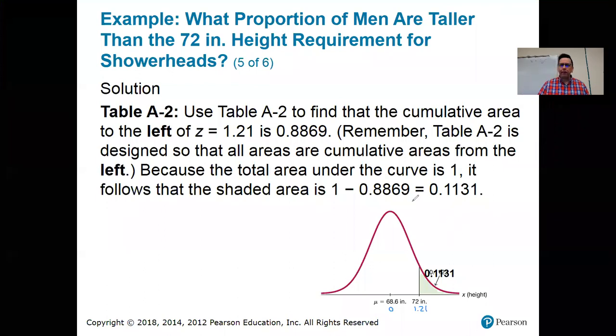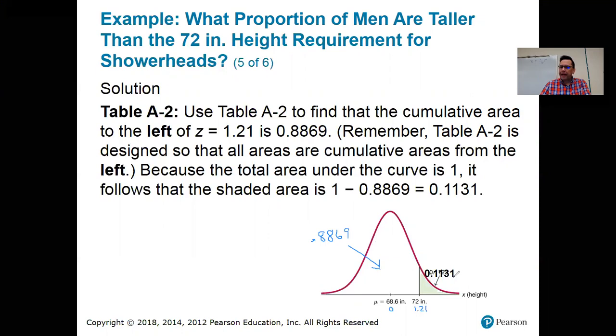Now that we have this picture, let me just direct your attention to the 0 and the 1.21. We don't really need these other values anymore. Use the table to find that the cumulative area to the left of that z-score is 0.8869. I'm going to assume at this point that you know how to find that in the table. So that's this area over here, 0.8869. And because we're looking for an area to the right, that's why I have to do 1 minus that area that I found in the table.